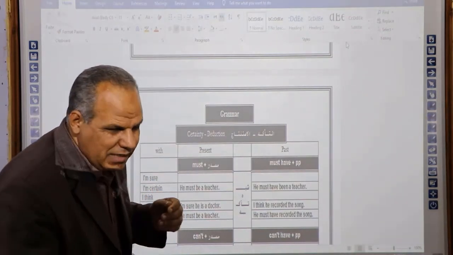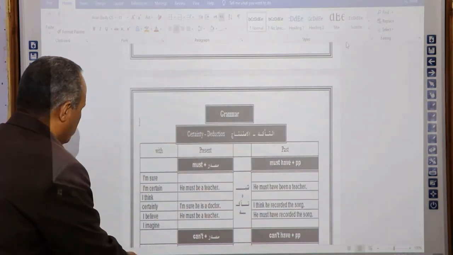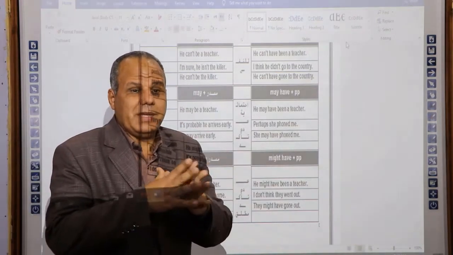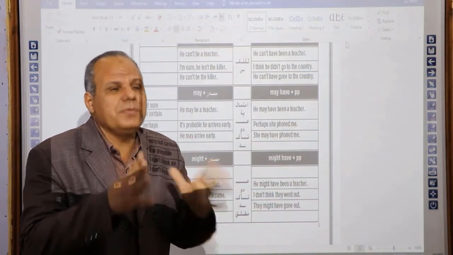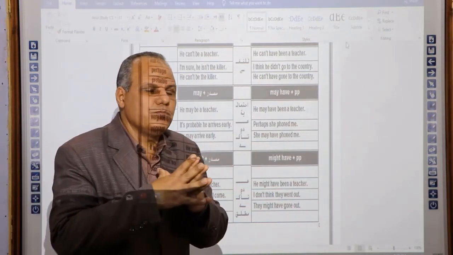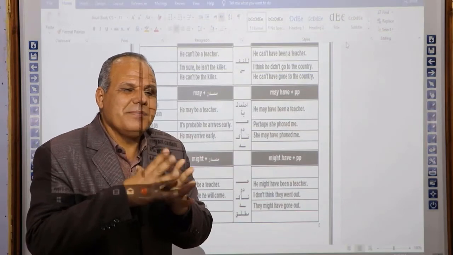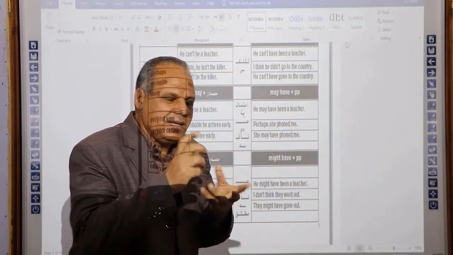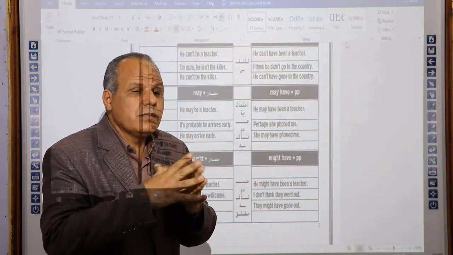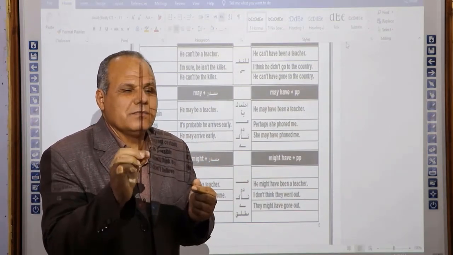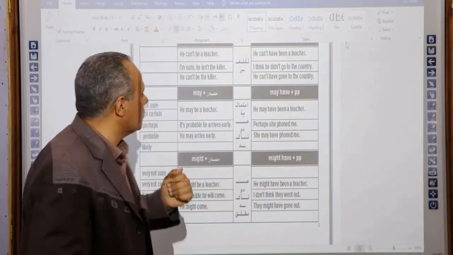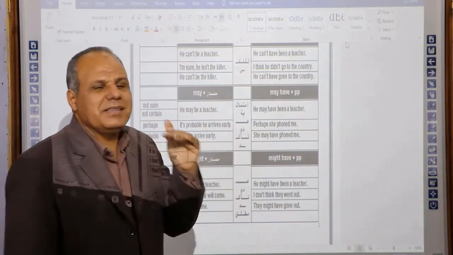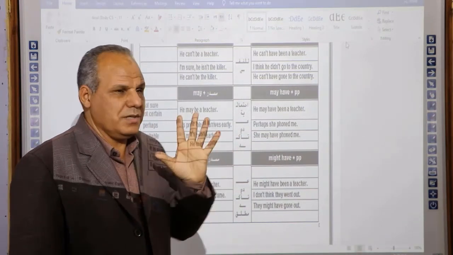What about the negative form of must? The negative form of must be is can't be. Can't be, that means in Arabic لا يمكن أن يكون. For example, her name is Mrs. علا. Mrs. التايتل بتاع السيدة المتزوجة. So she can't be single. لا يمكن أن تكون single. The past of can't be is can't have plus past participle.